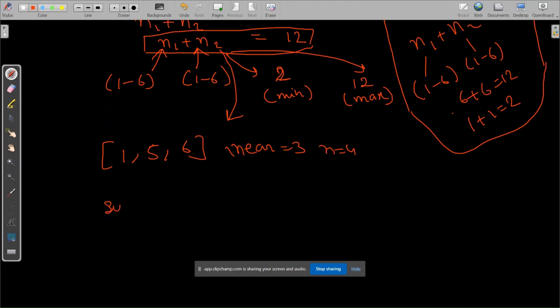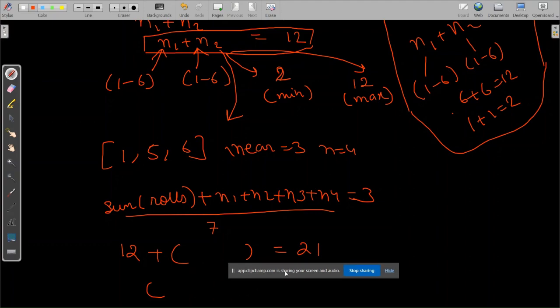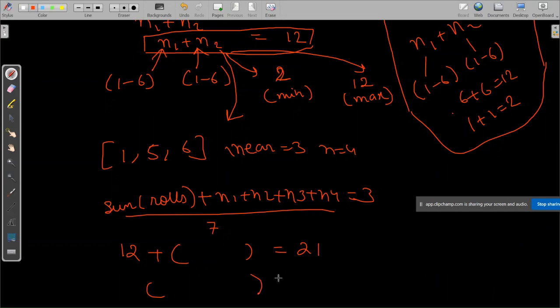So my sum of rolls plus n1 plus n2 plus n3 plus n4 is equal to 3 divided by m plus n, that is 3 plus 4 is 7. Okay, so the sum of the rolls is 12. 12 plus these four numbers equals 21. So the sum of these four numbers is 21 minus 12, which is 9.